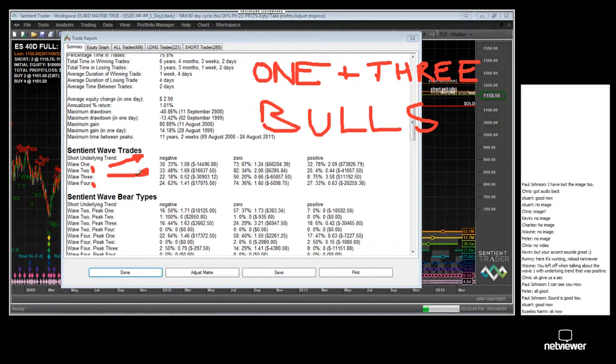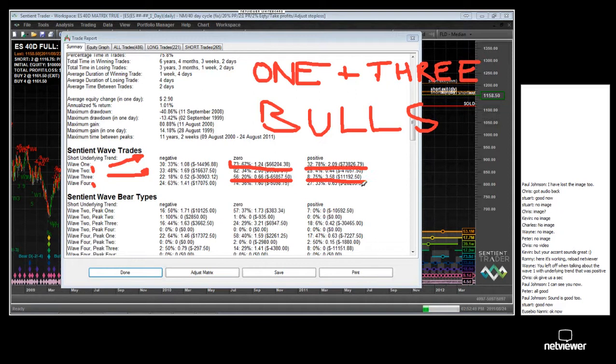Now, a true or typical trading report will always show the bull waves, waves 1 and 3, doing well under positive and often neutral, zero, underlying trend conditions. And that is exactly the case here. You'll notice here is wave 1, and there's wave 1, and they're both profitable. Here's wave 3, and here's wave 3.